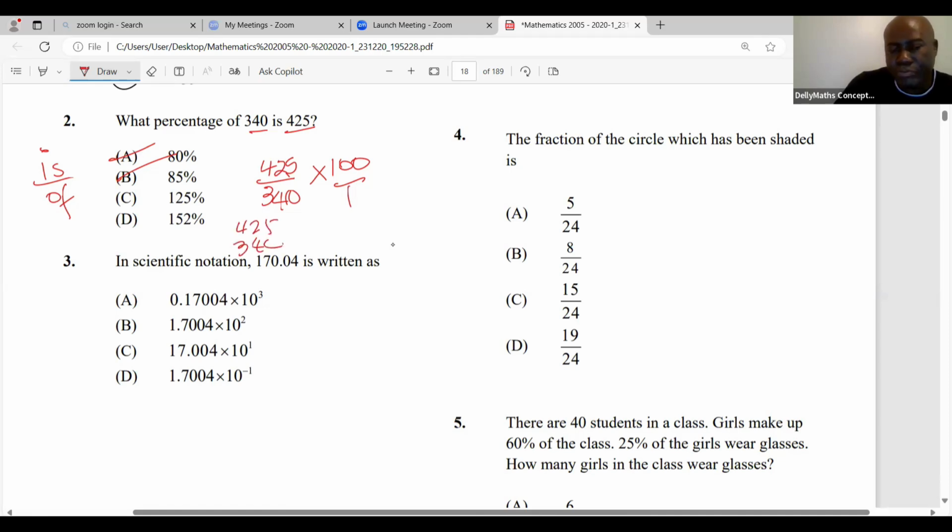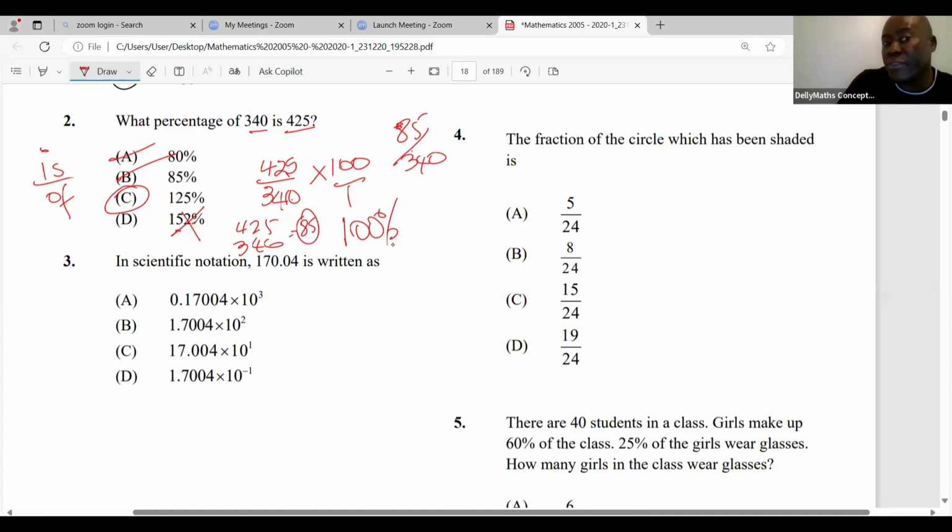If I quickly subtract the 340 from the 425, right? I'm going to get 85. That means the 340 could go into the 425 one time, which is 100% already. We know that. And 85 is left over. So this is like 85 over 340. 85 over 340 is less than a half. So that means this is off, because this is 152. 85 is like a quarter. So C would be my response.